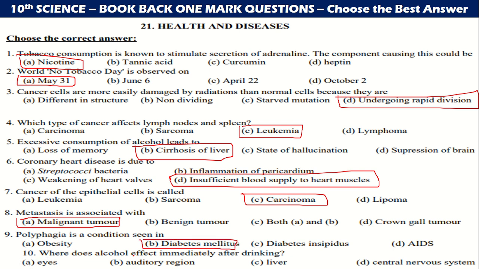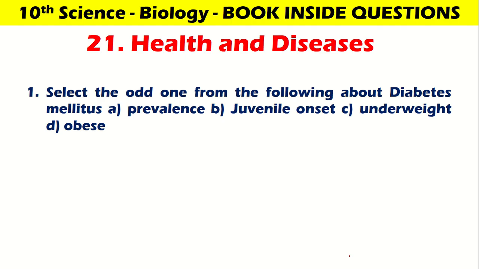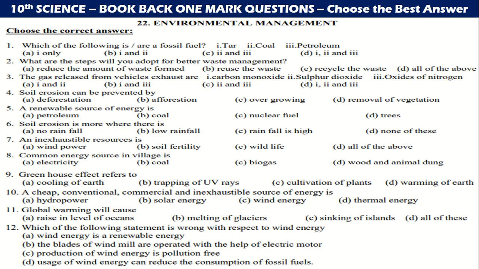Where does alcohol affect immediately after drinking? That will come into your central nervous system. Then select the odd one of the following about diabetes: prevalence, juvenile onset, underweight, and obese. It will come under the obese category. Let's go to the 22nd question.